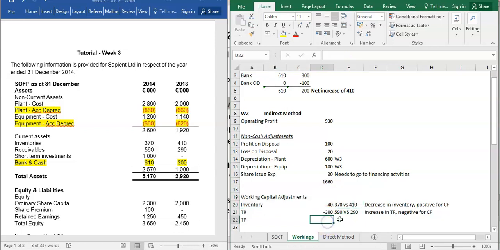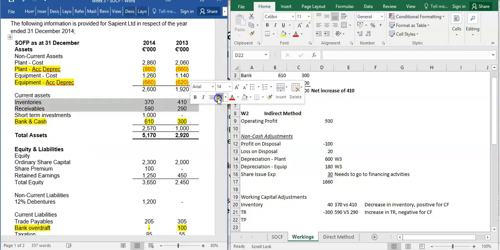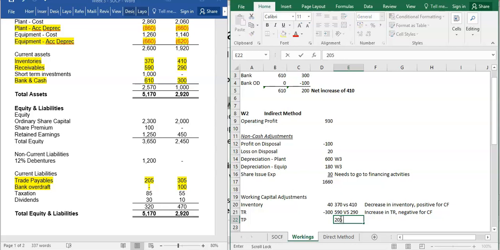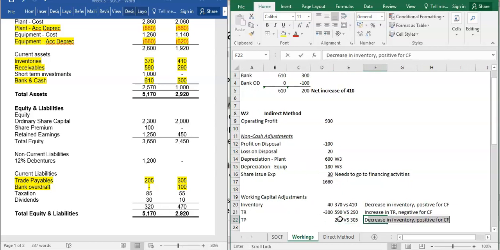And finally then for trade payables, we go down. So we've dealt with inventories, we've dealt with receivables. I always just mark them as we finish with them. And we're dealing with now trade payables. It's gone down by 100. We're looking at 205 versus 305. And that means then it's a decrease in trade payables, which is negative for cash flow. It means you have less credit from your suppliers, so that is going to be minus 100.